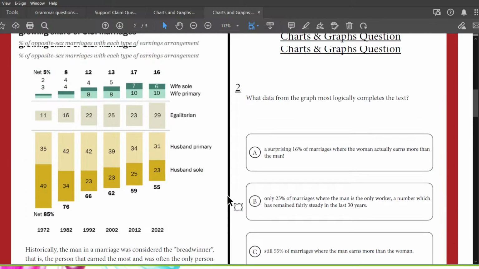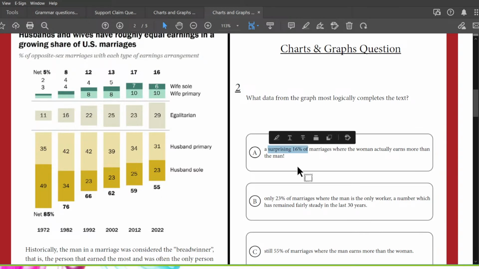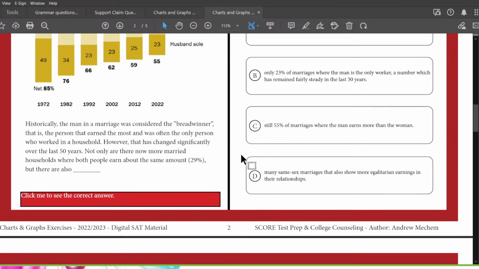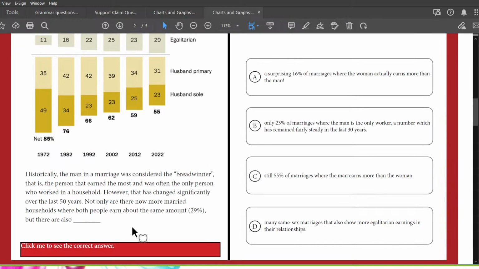And I'd say that is a pretty good way to end this sentence. I like that answer. I would probably just mark that and move on. That is true. 6 plus 10 is 16. And in those two cases, yes, the woman is earning more than the man. So that's pretty wild. Unimaginable 50 years ago. Yeah, A is the right answer.